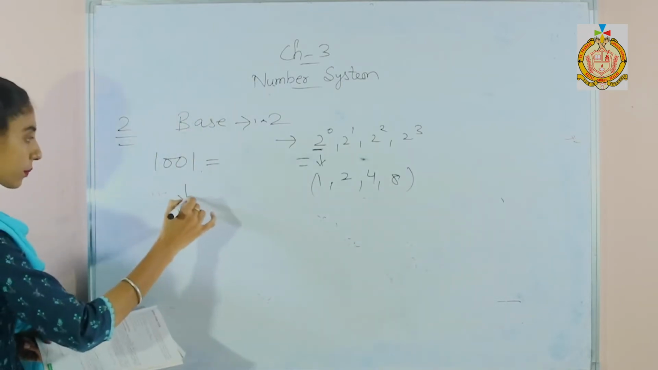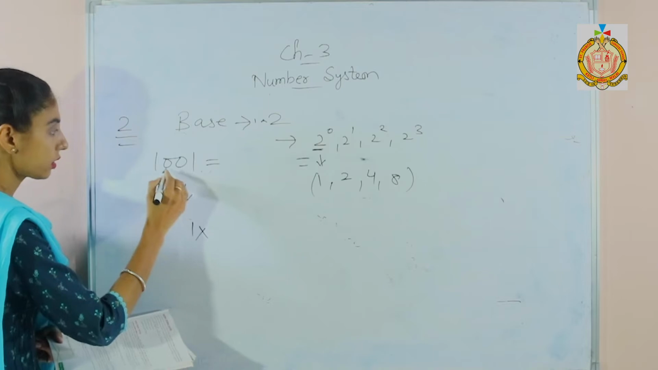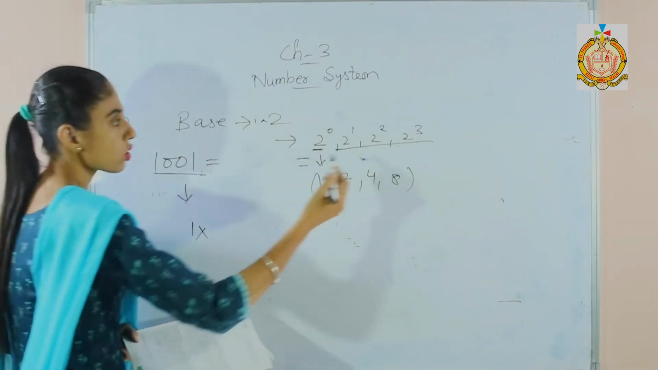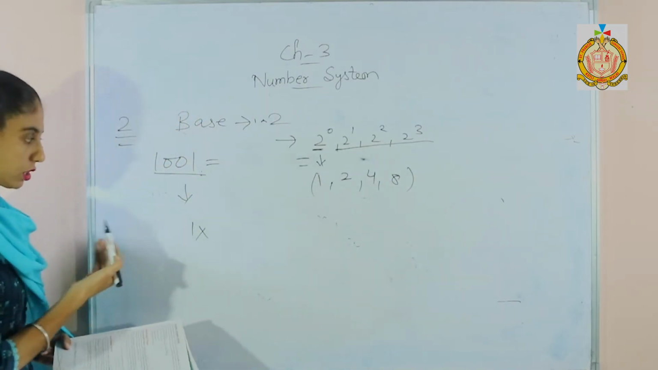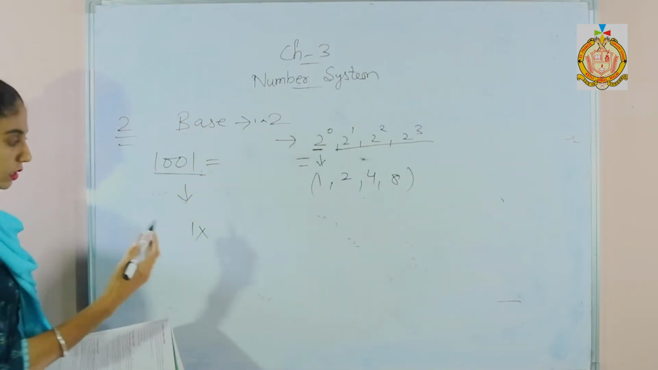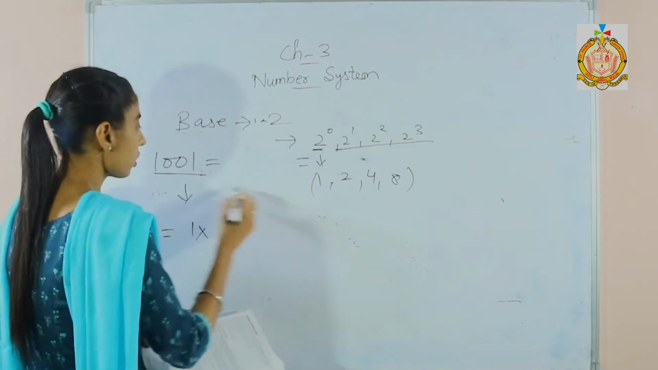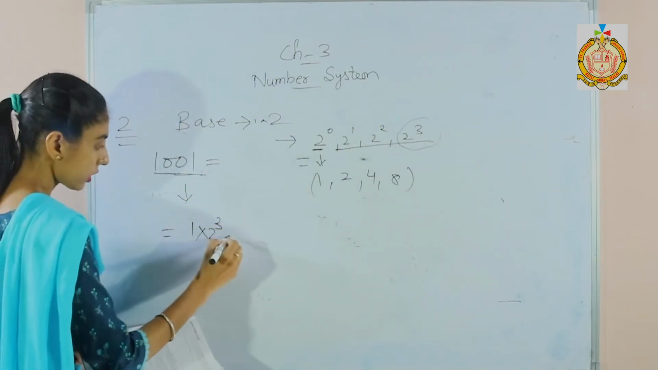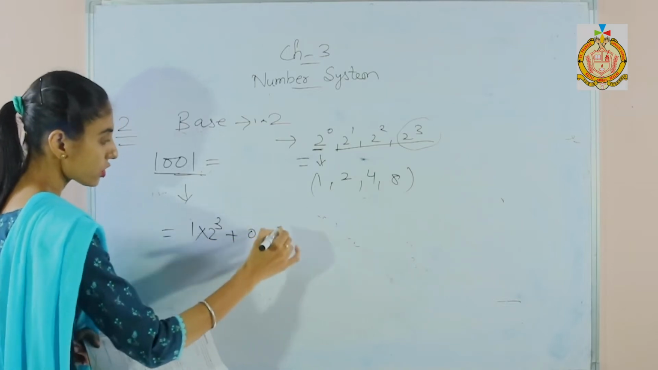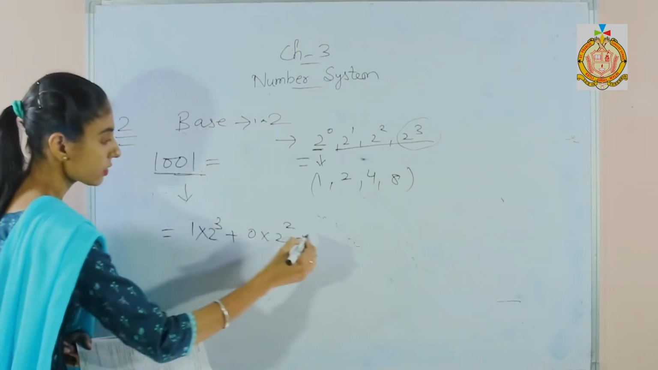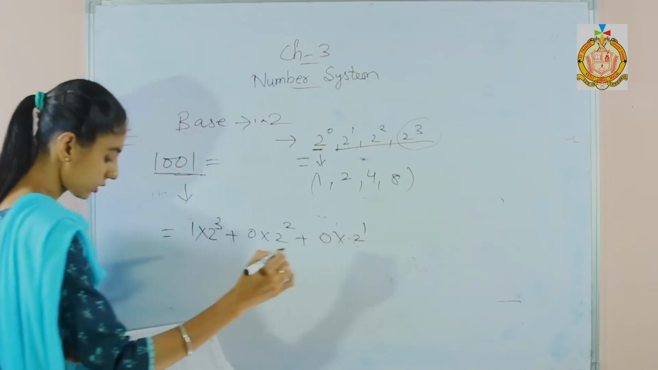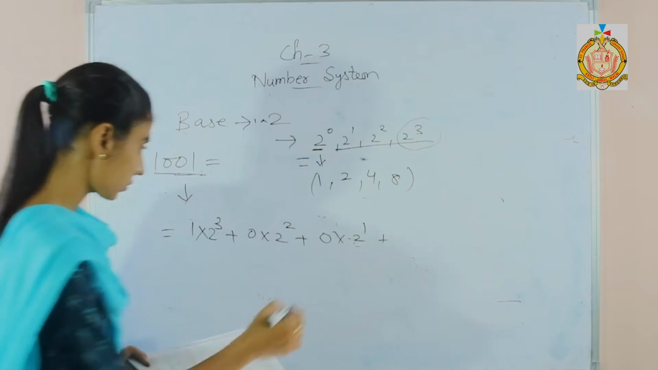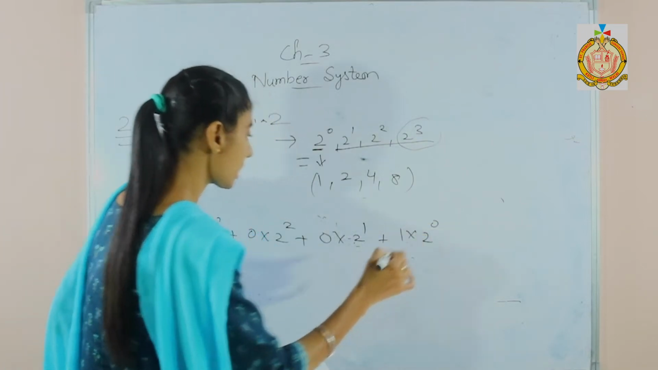How will we solve this example? We have to multiply these 4 digits with these successive powers, and always start solving from right to left. Don't start from left to right. Clear? So first of all, 4 digits are there. Start from here: 1 into 2 raised to power 0, then 0 into 2 raised to power 1, 0 into 2 raised to power 2, and last is 1 into 2 raised to power 3.